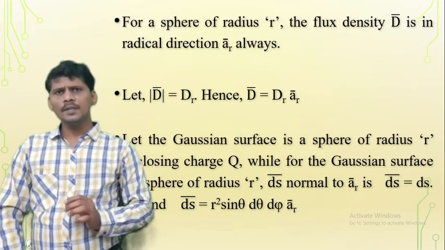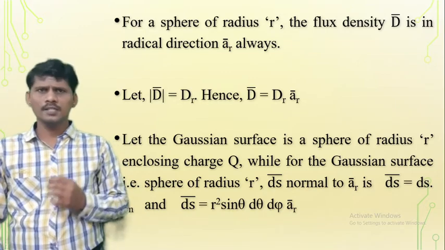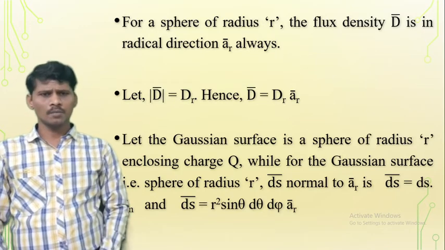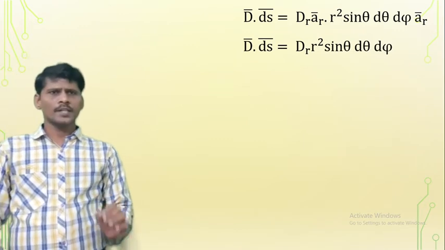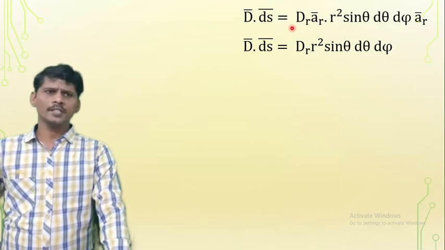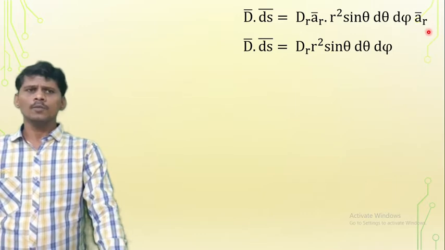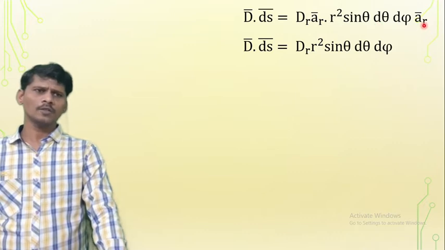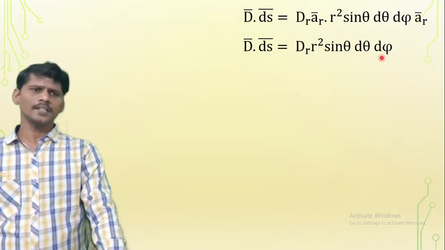So at that point P in spherical coordinate system, the differential vector surface area normal to r direction is ds bar equals r square sin theta d theta d phi into ar bar. So now take the dot product of D bar and ds bar. We get D bar dot ds bar, where D bar is Dr into ar bar, and ds bar is r square sin theta d theta d phi ar bar. We know that dot product of the same unit vector is unity. Here ar bar dot ar bar is equal to 1. We get the remaining RHS term as Dr into r square sin theta d theta d phi.